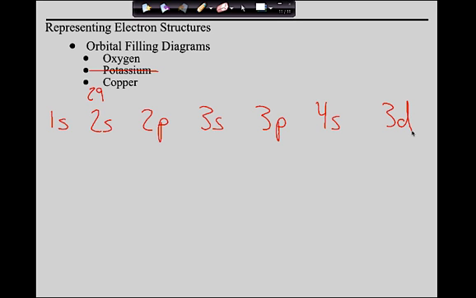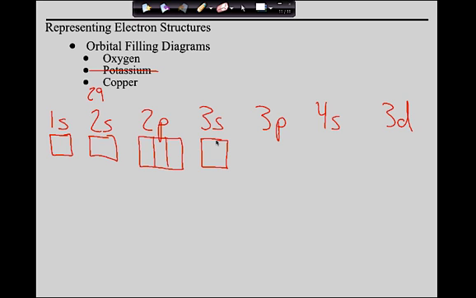So now, guys, what do we need? Boxes. What does the 1s orbital look like? A little sphere. Draw a box. What does the 2s look like? Bigger sphere. Draw a box. What do the 2p's look like? Figure 8s. Draw how many boxes? 3. What does the 3s look like? Bigger sphere. Draw a box.